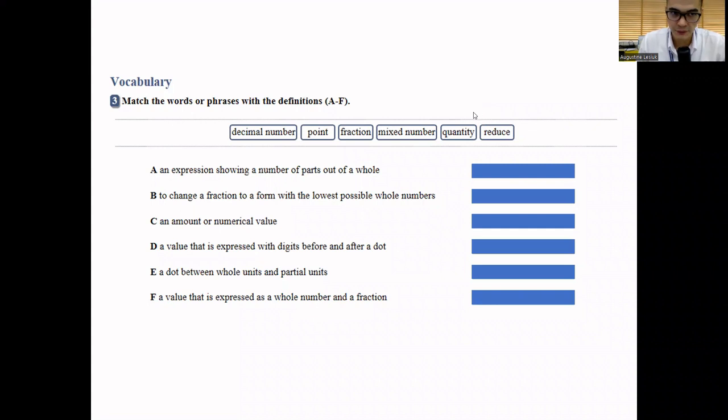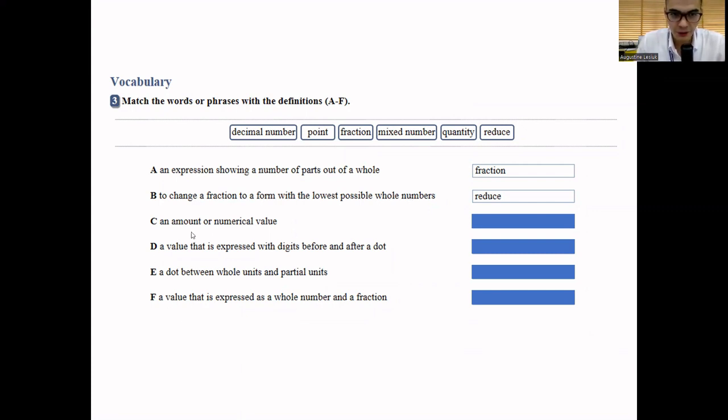Here are the answers. For the first one, an expression showing a number of parts out of a whole. We call this one a fraction. So that's just the direct definition. To change a fraction to a form with the lowest possible whole numbers, we call that reduce. So when we reduce a fraction, we just reduce its form to the lowest possible whole numbers, but it's still the same value as we had talked about earlier.